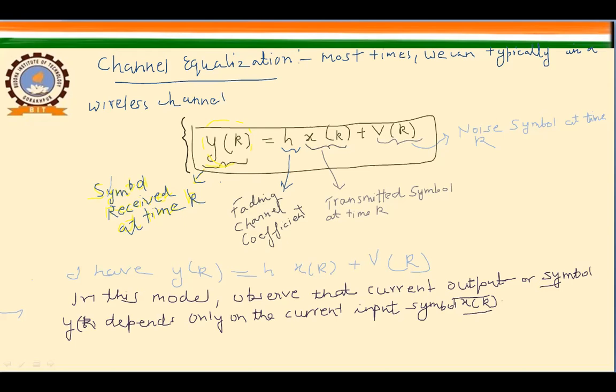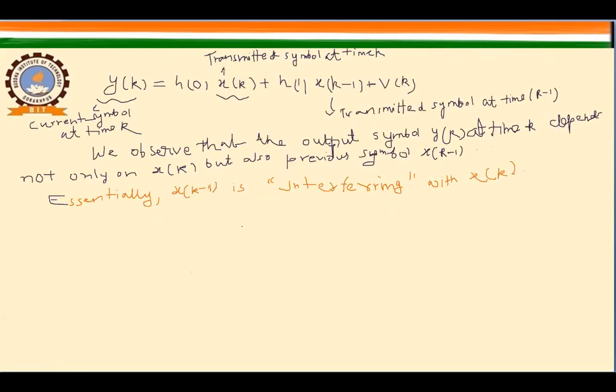If we observe this model, the current output y of k does not only depend on the current input symbol x of k, but also on other symbols transmitted at time k minus 1, k minus 2, k minus 3, and so on. For simplicity, y of k equals the fading coefficient h of 0 multiplied by the transmitted symbol x of k, plus the fading coefficient h of 1 multiplied by x of k minus 1, plus noise.